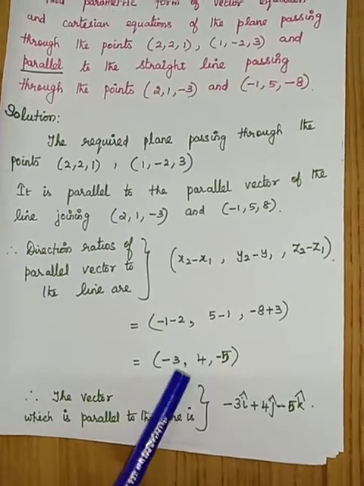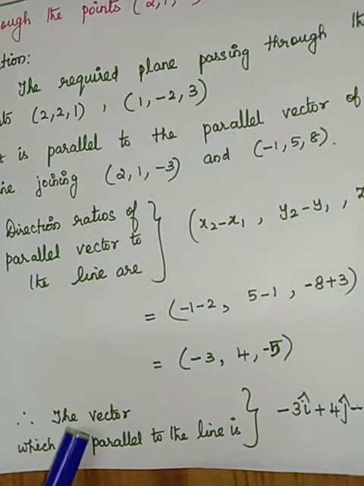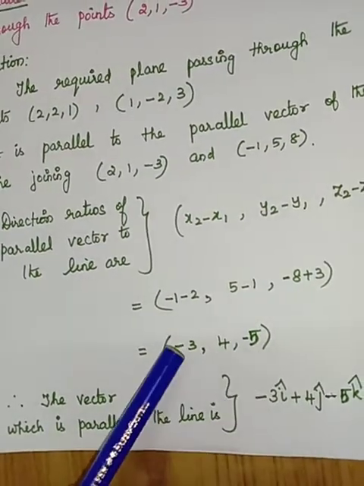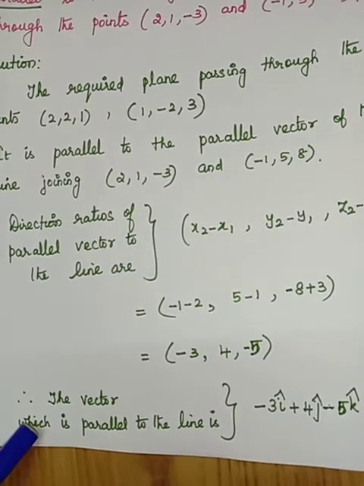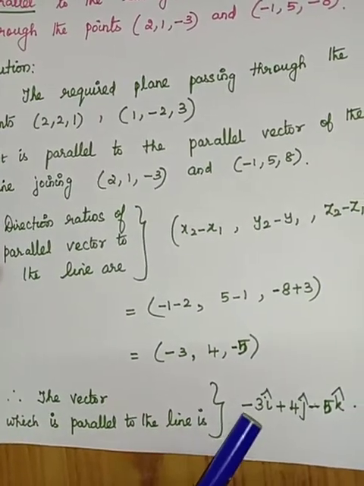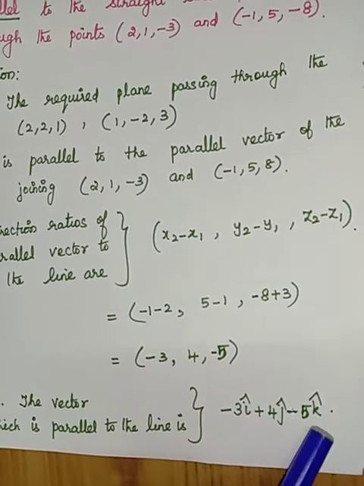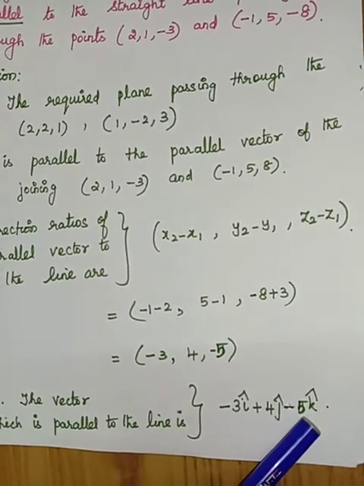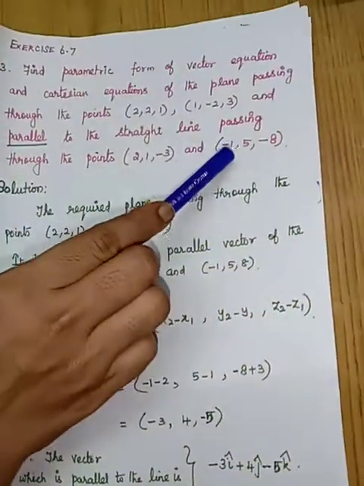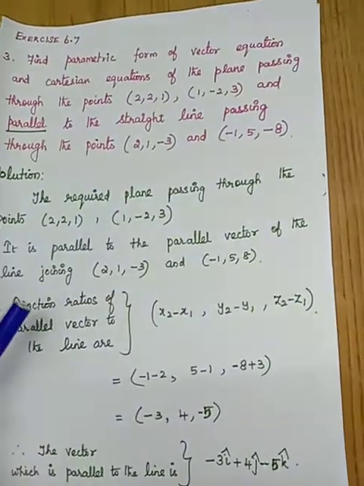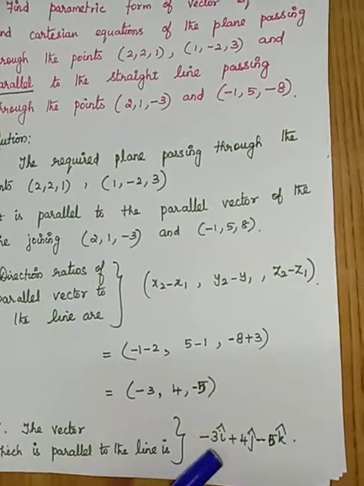Now this is the direction ratios of the parallel vector, so I am going to write the vector which is parallel to the straight line. It is minus 3i cap plus 4j cap minus 5k cap. Our required plane is parallel to the straight line joining these 2 points. Because of that, our required plane is parallel to this vector.